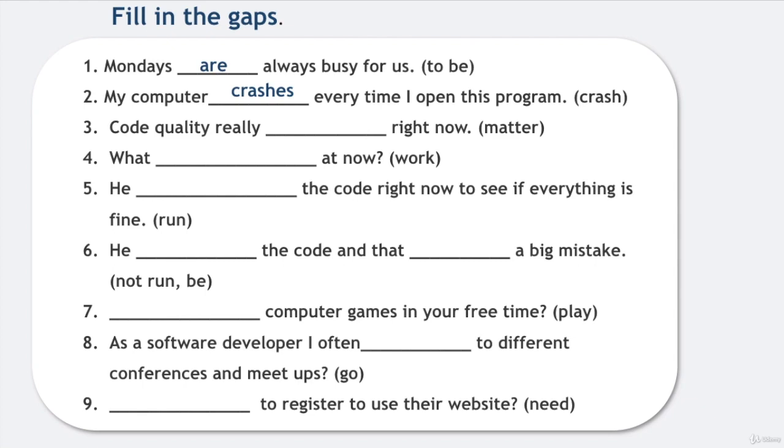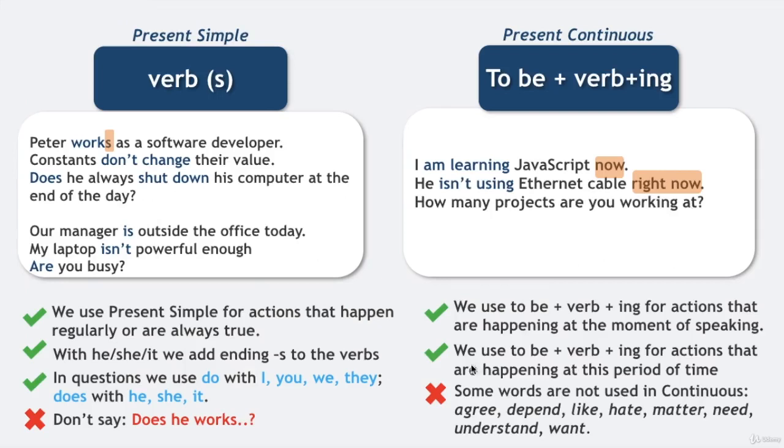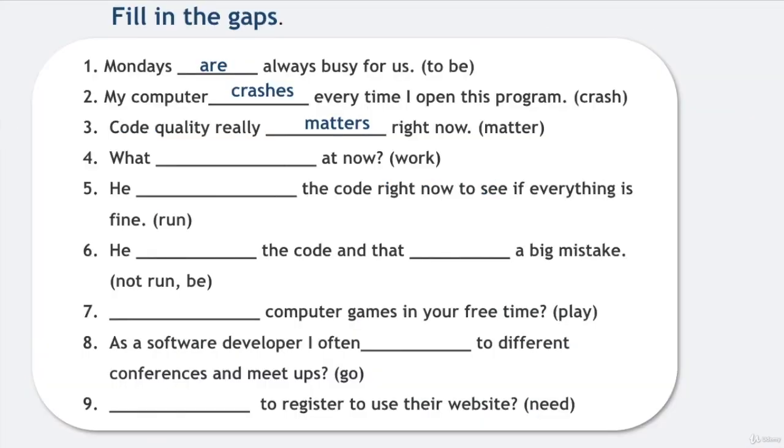Number 3. Code quality really matters right now. And in this case, you have to think about the verbs that are not used in continuous tenses, because the phrase right now kind of means that this is happening now at the moment of speaking. Here, you can see that some verbs are not used in continuous, and these verbs are agree, depend, like, hate, matter, need, understand, and want. So the verb matter is actually used here.